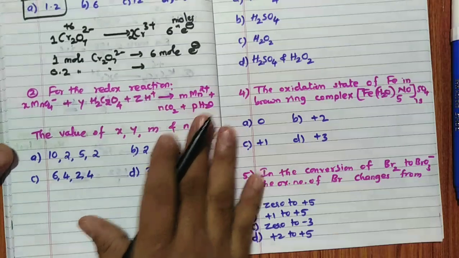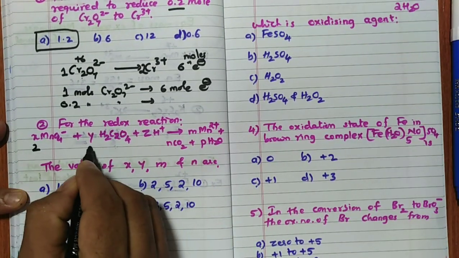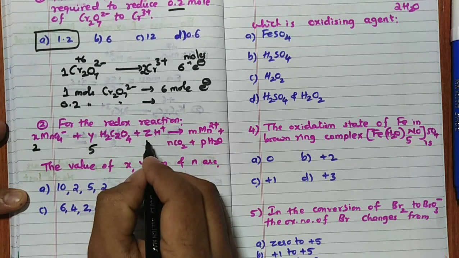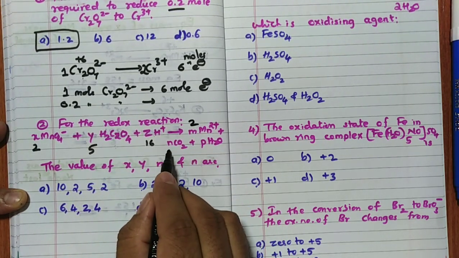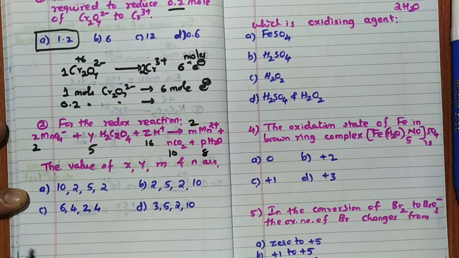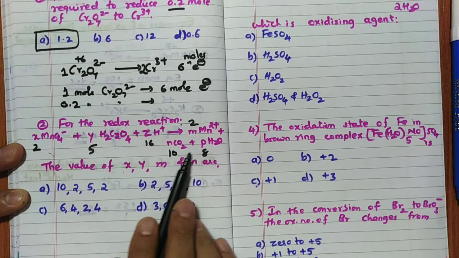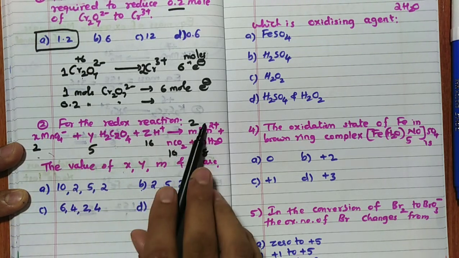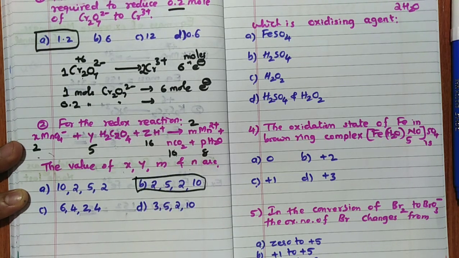Right? So here also, which means the answer for this is X is equal to 2 Mn, and here 5 Y, Z is equal to 16 H plus, and M is equal to 2 here, and N is equal to 10 here, and water is equal to 8 here. So what is the answer then? 2 XY, M and N they are asking. So 2, 5, 2, 10. 2, 5, 2, 10 is the answer. So this is the answer.